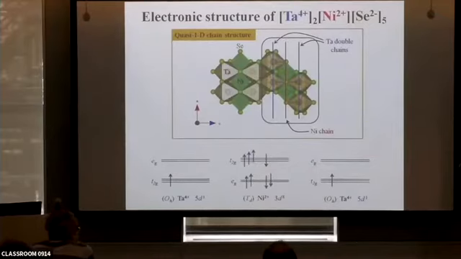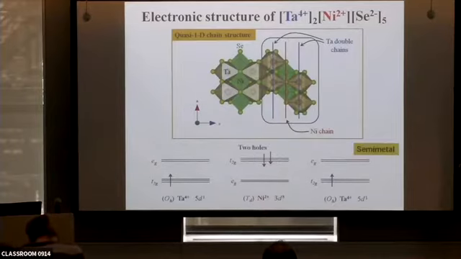So this electron configuration can be replaced with the two holes in the t2g level. Therefore, this electron configuration suggests that this system is a semi-metal. Then how can you realize the excitonic insulating band in this system? The answer is pretty simple.